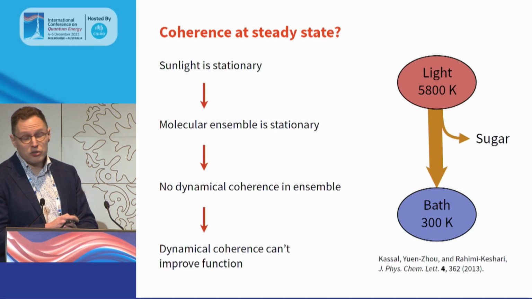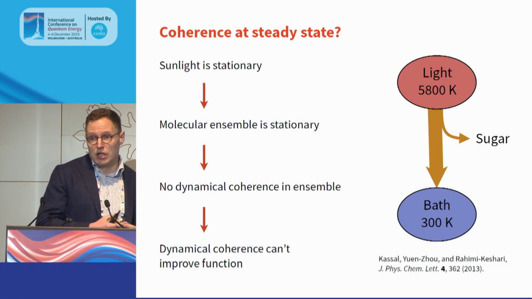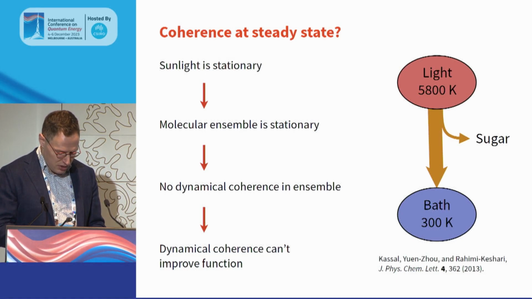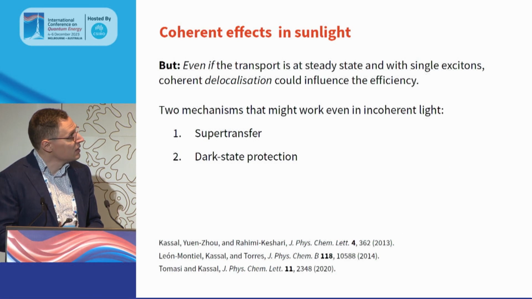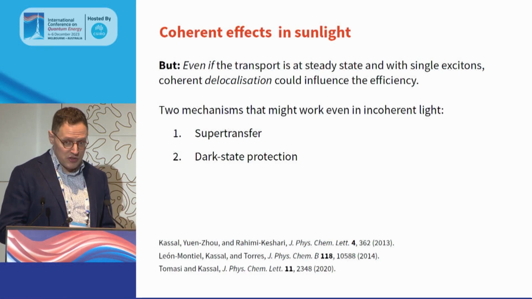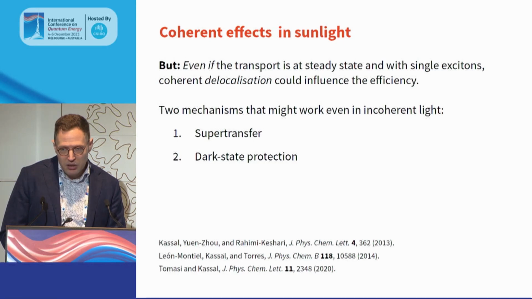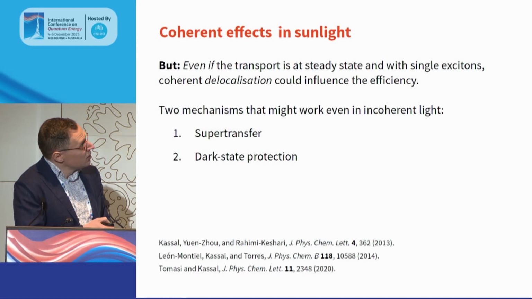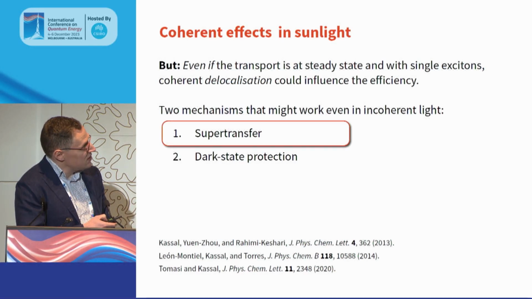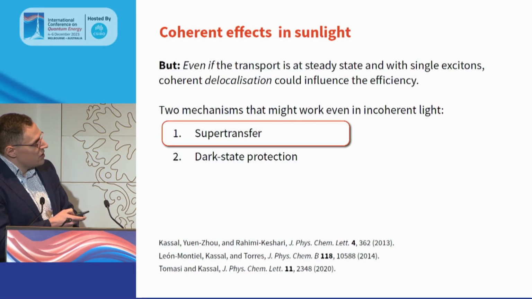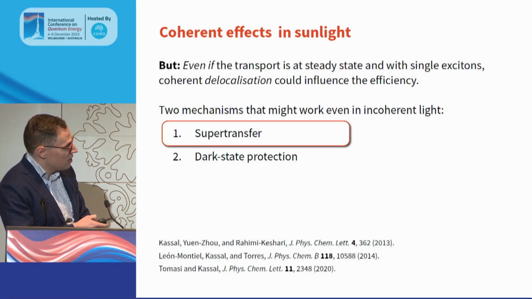And this means the dynamical coherences, like the ones you might see in 2D spectroscopy experiments, cannot have a functional role in light harvesting. So is there scope for anything else? There's no entanglement, there's no dynamical coherence, but there are some remaining effects that can play a role in light harvesting. And so even if transport is at steady state and with single excitons in weak light, coherent delocalization could and does influence the light harvesting efficiency.